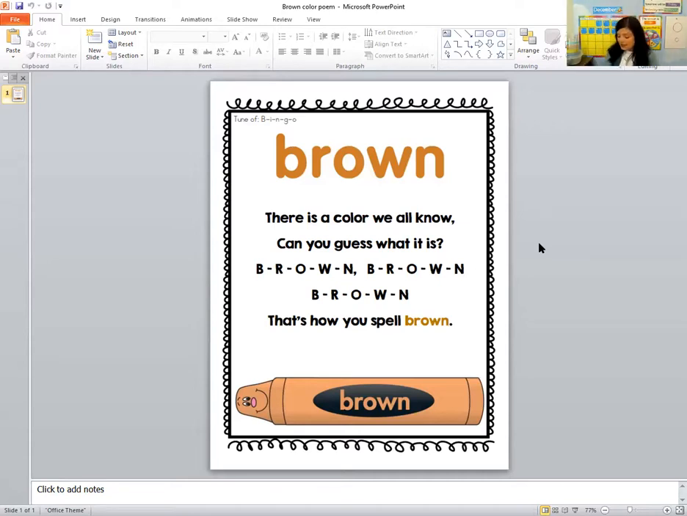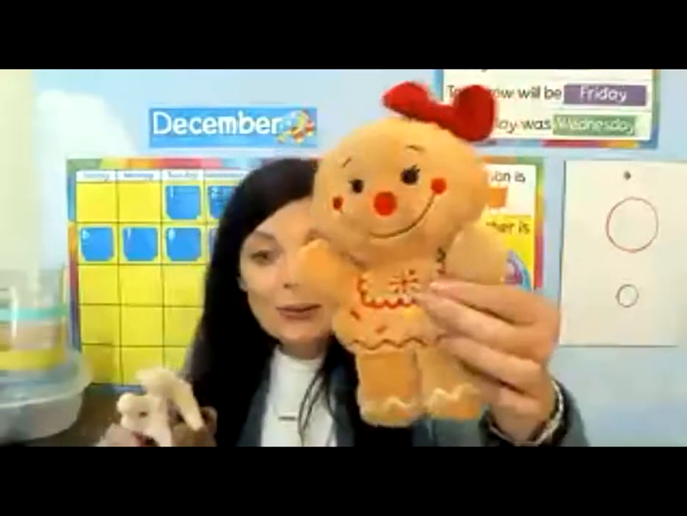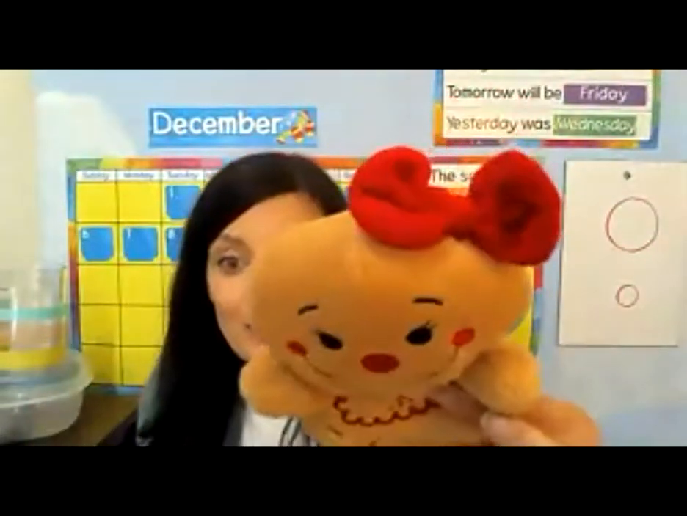Well, I brought some things that are brown today to show you. So let me see if you can tell me what these are. What are these? Oh, it's a cool gingerbread girl. See her bow? And this is a reindeer. What color are these? They're brown. How do you spell brown?